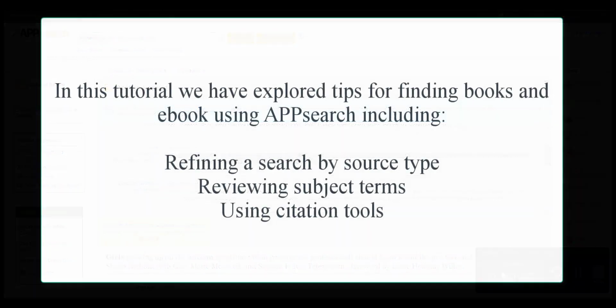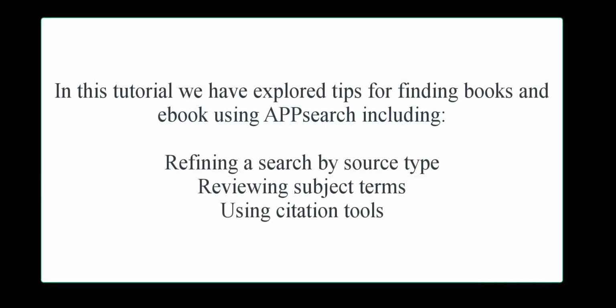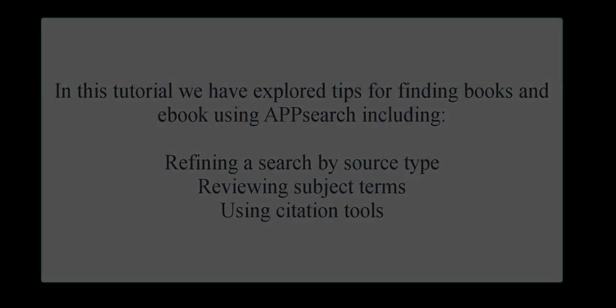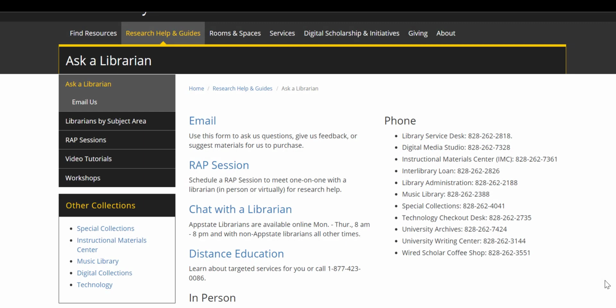In this brief tutorial, we have explored tips for finding books and ebooks using APPSearch, including how to refine a search by source type, reviewing subject terms, and using citation tools. If you need additional assistance, please ask a librarian. You can chat with us, email us, or make an appointment.